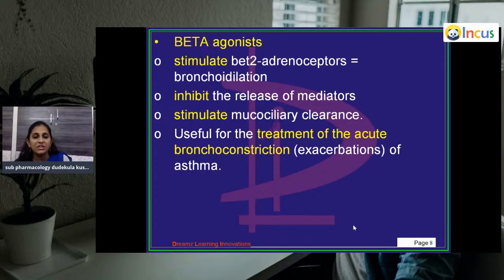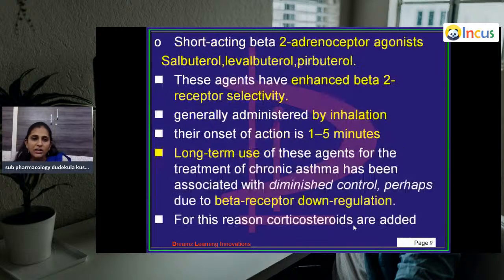There is one more important PG bit: it is used for acute exacerbations of asthma, for immediate relief. If you want immediate relief of bronchoconstriction in any patient, we can use a beta 2 agonist. What are the beta 2 agonists available in the market?